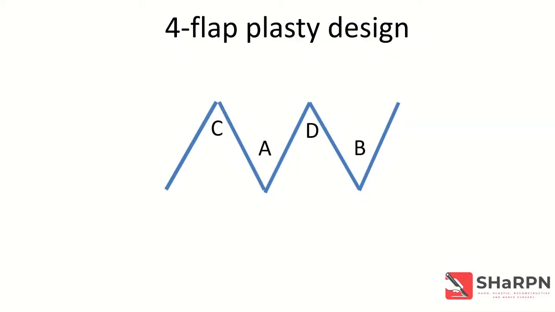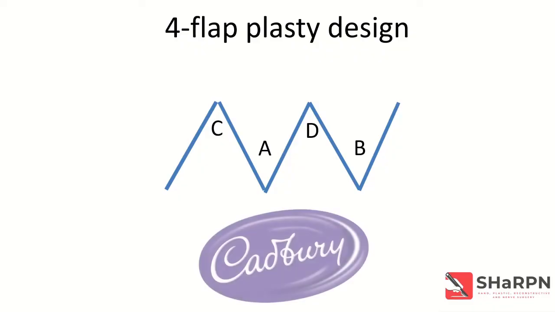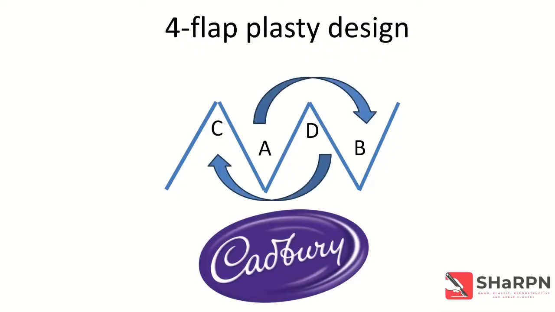In the end, you will end up with a configuration like this where you have CADB, and the good way to remember that is that it's Cadbury. But what's happened is essentially C's gone 2 flaps to the left and B's gone 2 flaps to the right, and A and D have gone 1 flap to the right and 1 flap to the left respectively.